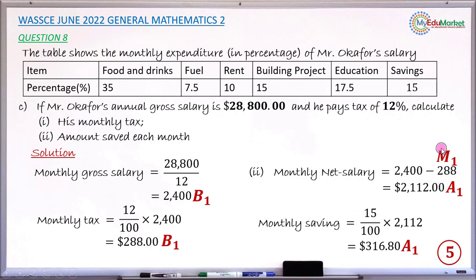Next mark is method 1 mark in attempt to get your net salary, subtracting the tax from the monthly gross salary. You have this method 1 mark. And when you subtracted correctly and you have the net salary as $2,112, you have this accuracy 1 mark. And the last mark is another accuracy 1 mark when you have the monthly saving as 316.80 cents. So in total, this question number 8C has 5 marks.